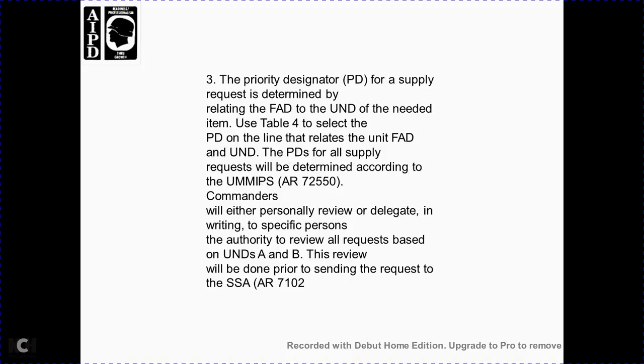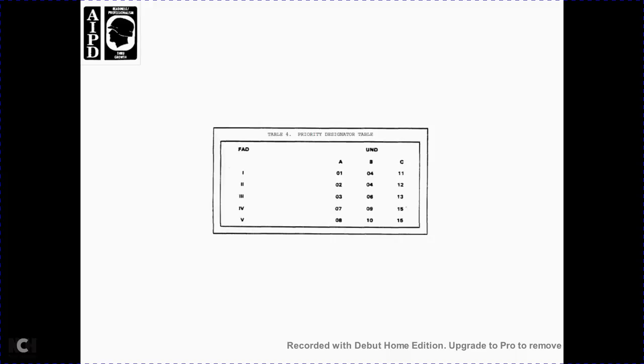The priority designator assigned to the supply request is determined by the FAD and the UND, which reflect the need for the item. Select the priority designator from the table using the FAD and UND. The priority designator is determined according to UMMIPS, AR 725-50. The commander will either personally review or delegate to a specific person the authority to review all requests based on the UND A and B. The review will be done with the same request to the SSA, AR 710-2. Table 4 shows the priority designation table.